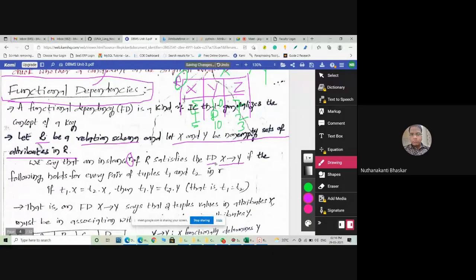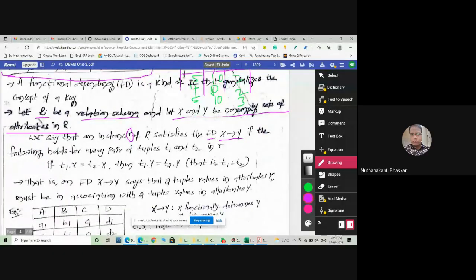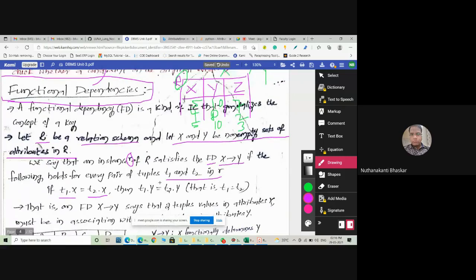Remember, for shortcuts we use FD to mean functional dependency. FD is X determines Y if the following holds for every pair of tuples T1 and T2 in R. So what is the meaning? T1 of X equal to T2 of X. T1 is tuple 1, this is tuple 1, and this is tuple 2. T1 of X is 5. T2 of X is 4. Then T1 of Y equal to T2 of Y. T1 of Y is nothing but 10.